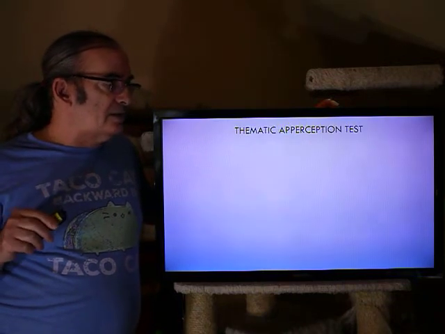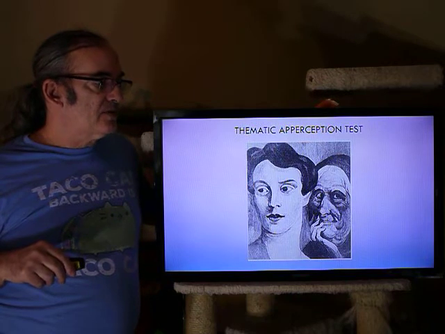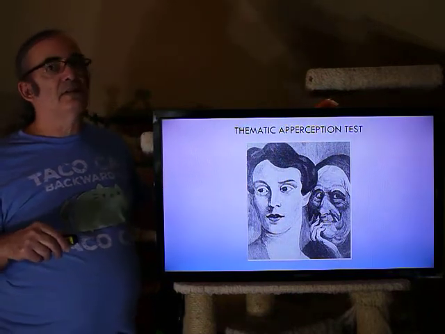What we look at then is the thematic apperception test, and the way this works, you can see the difficulty here.